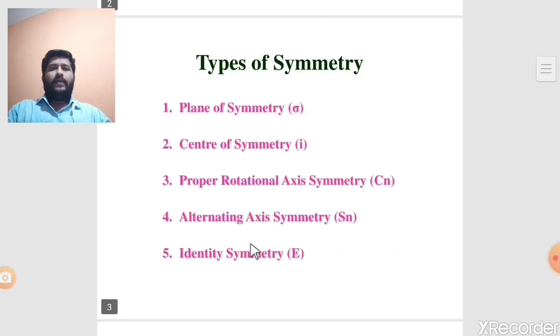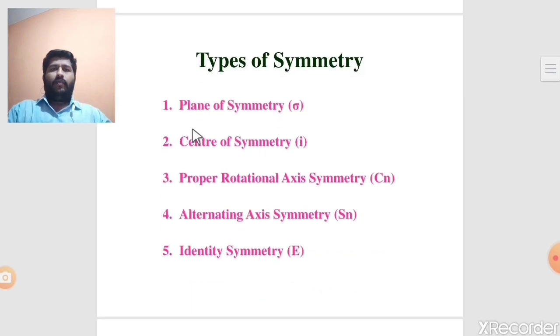Next, the types of element of symmetry. Number 1 is the plane of symmetry. Number 2, center of symmetry. Number 3, proper rotational axis of symmetry. Number 4, alternating axis of symmetry. And the last one is the identity symmetry. Let's see one by one.